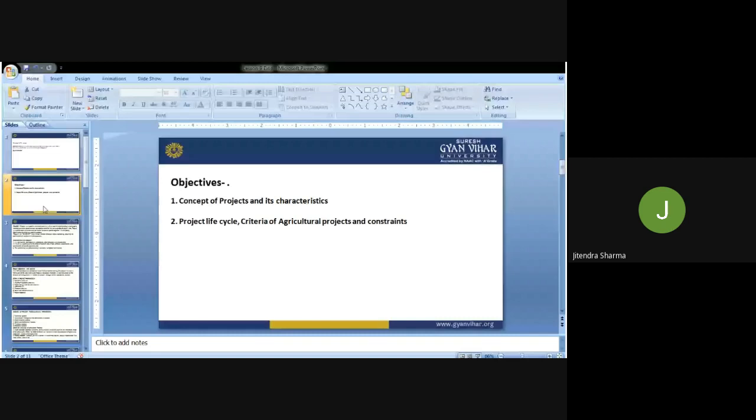Now, the objectives are very clear. We will try to understand thoroughly the concept of a project and its characteristics, then the project life cycle, criteria of project selection, and the constraints that arise time and again in the process of project performance and project selection. So now let us first see, what is the definition of a project?